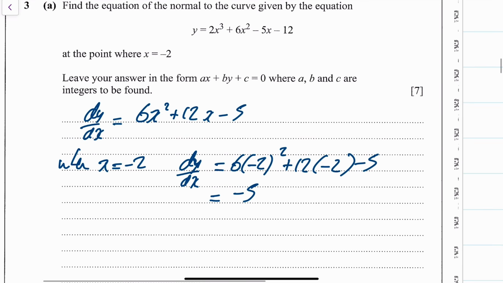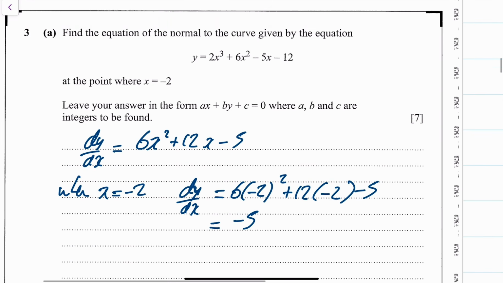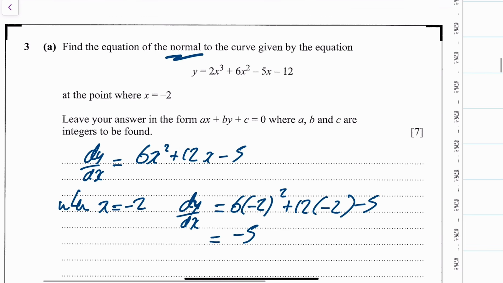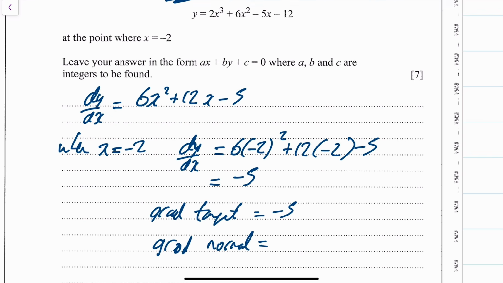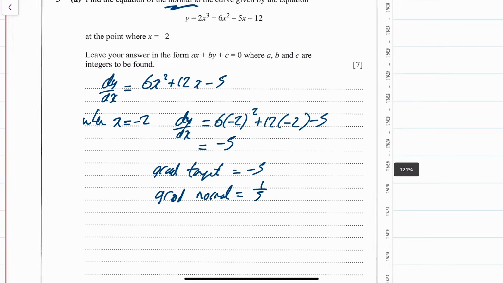Okay, right. Find the equation of the normal to the curve. Oh, I can see I've made a wee mistake in mine. The normal to the curve, that means the gradient of the tangent is equal to minus 5. That means the gradient of the normal is equal to the negative reciprocal of that, so 1 over 5. So that's what we've got.